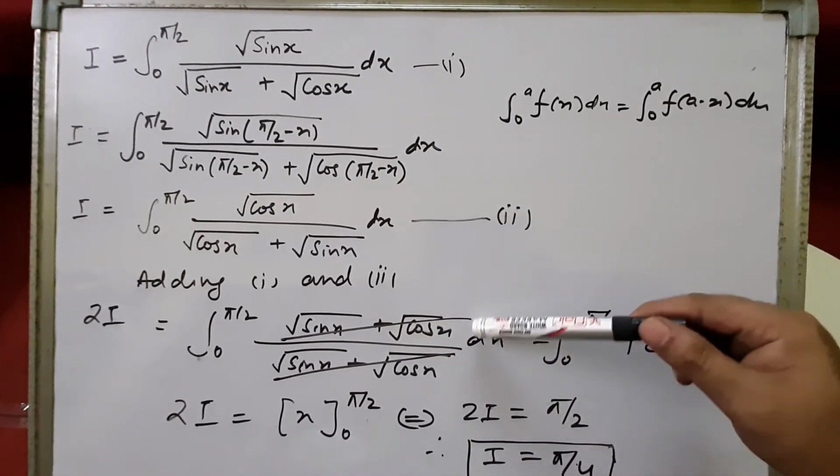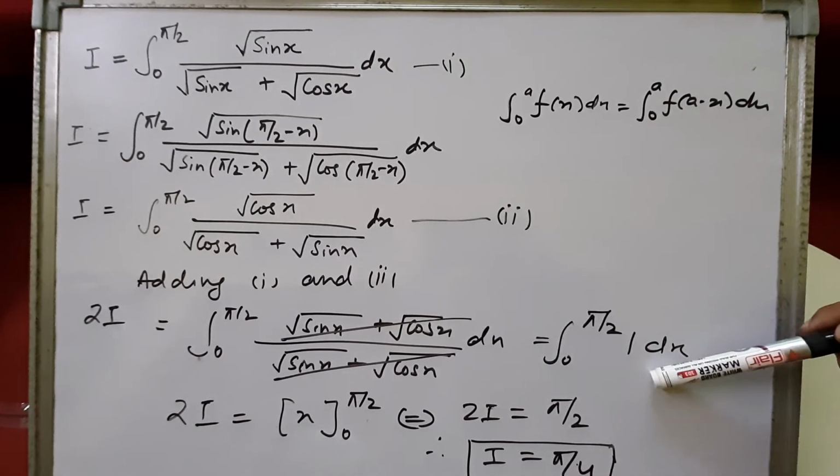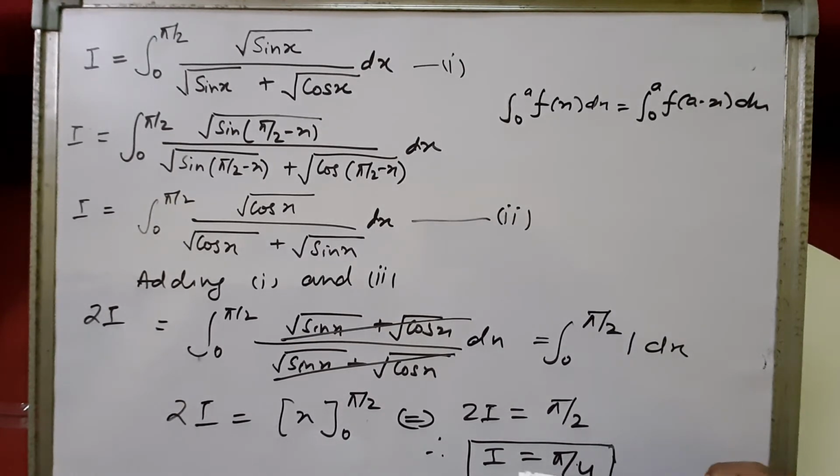So the numerator and denominator will get cancelled. We'll get 1 here, 0 to pi by 2 of 1. Integration of 1 will be x. So when we put the upper limit and lower limit, we'll get the value of 2I as pi by 2. So cross multiplying 2 here, the value of I obtained will be pi by 4. Alright children, note down the solution please.